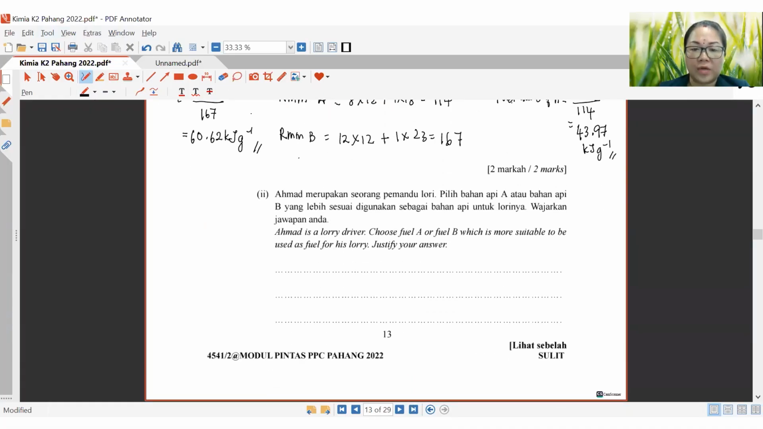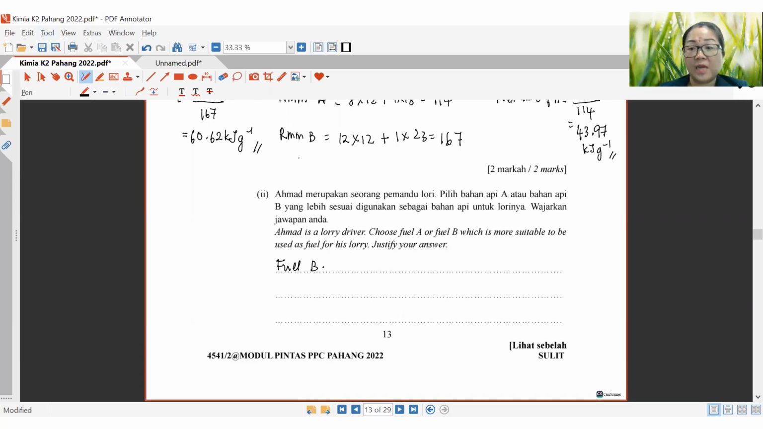Ahmad is a lorry driver. Choose fuel A or fuel B, which is more suitable to be used as fuel for his lorry. Justify your answer. So which one would you use? Justify meaning you have to choose one. All right, you will choose fuel B. Why is it that we're choosing fuel B?